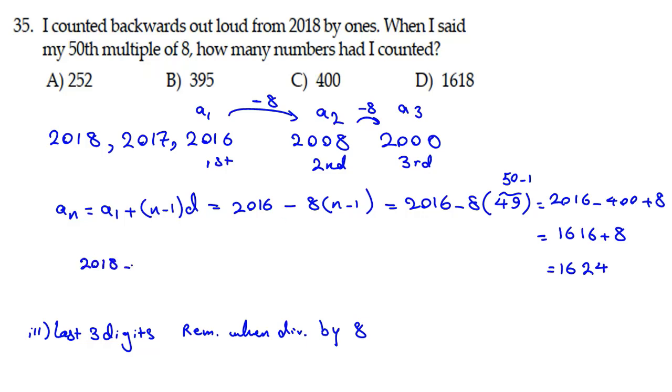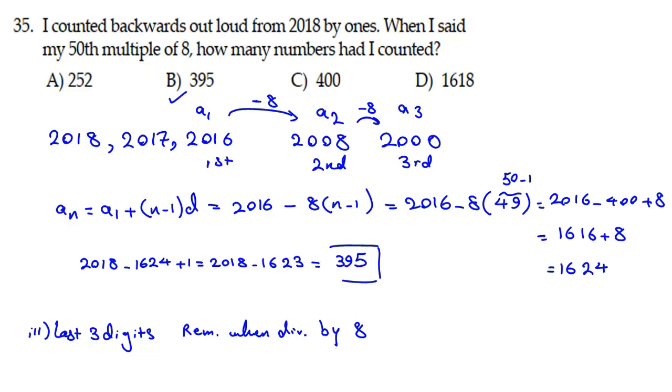So 2018 up to 1624: 2018 minus 1624 plus 1. This is 2018 minus 1623. 8 minus 3, 5. 11 minus 2, 9. And here 9 minus 6, 3, and 1 minus 1, 0. Okay, so 395. It is this.